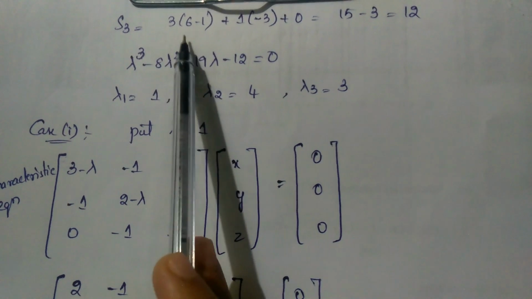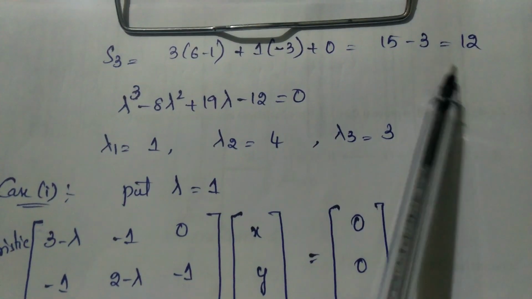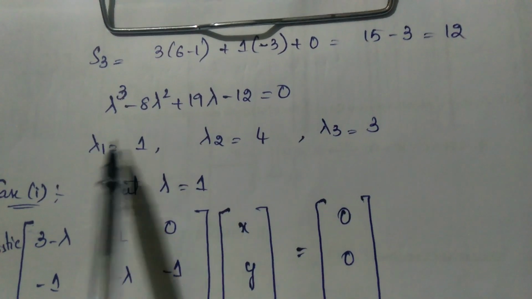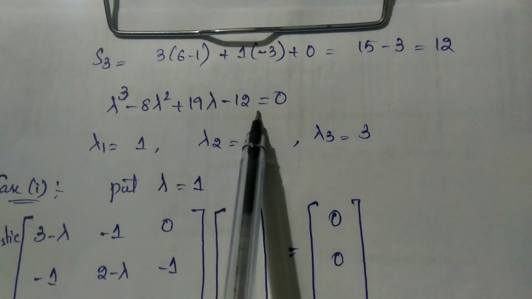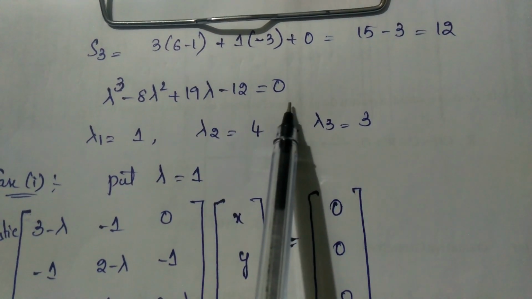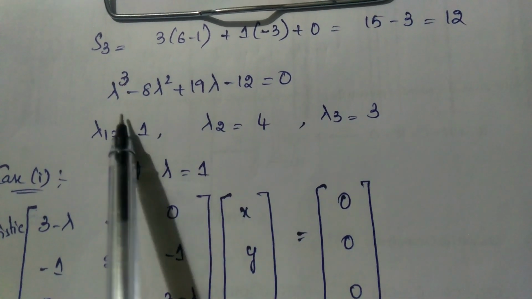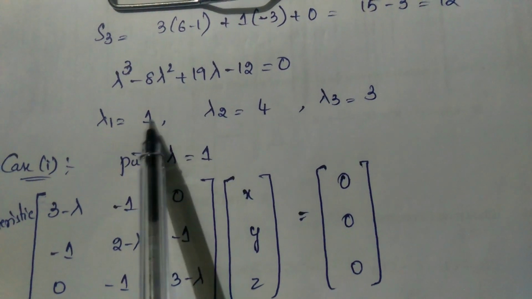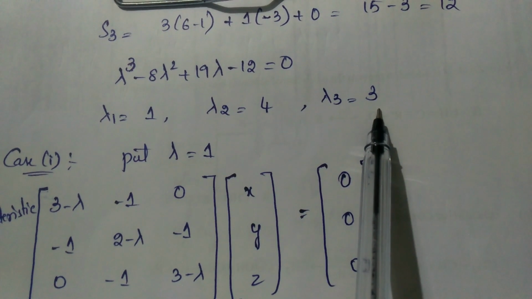It comes as the determinant of the matrix A, and the determinant is 12. Now substitute s1, s2, s3 in the equation. You get lambda cube minus 8 lambda square plus 19 lambda minus 12 equals 0, and by using calculator get the values of lambda. We get the values as 1, 4 and 3. I am taking 1 as lambda 1, lambda 2 equals 4 and lambda 3 equals 3.